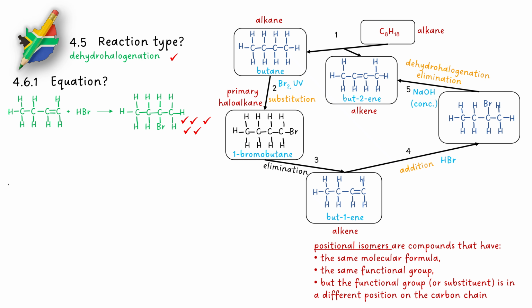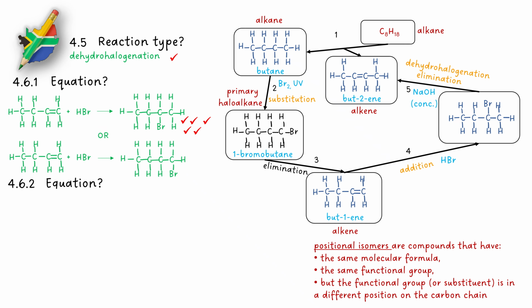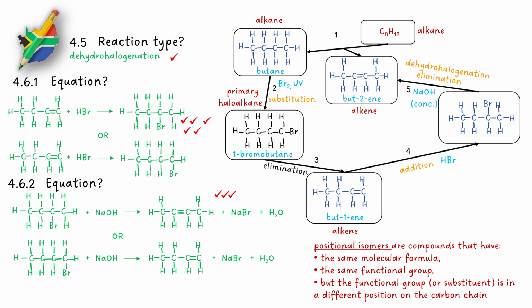The full structural equation for the addition reaction will look like this, where bromine is added onto carbon 2, or like this, where bromine is added onto carbon 1. We are then asked for the equation for elimination, and there are two possible answers you can give. One, which produces a double bond on carbon 2, and the other which produces a double bond on carbon 1. Finally, we need the IUPAC name of this alkene. It can be but-2-ene as drawn here, or but-1-ene.